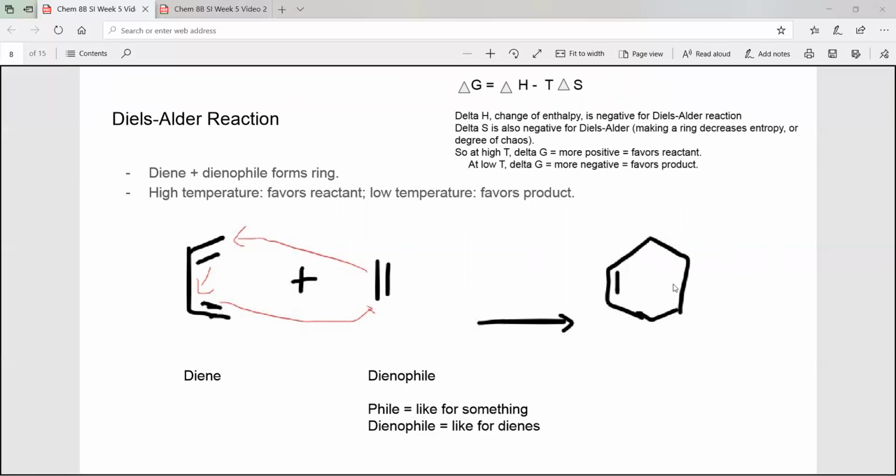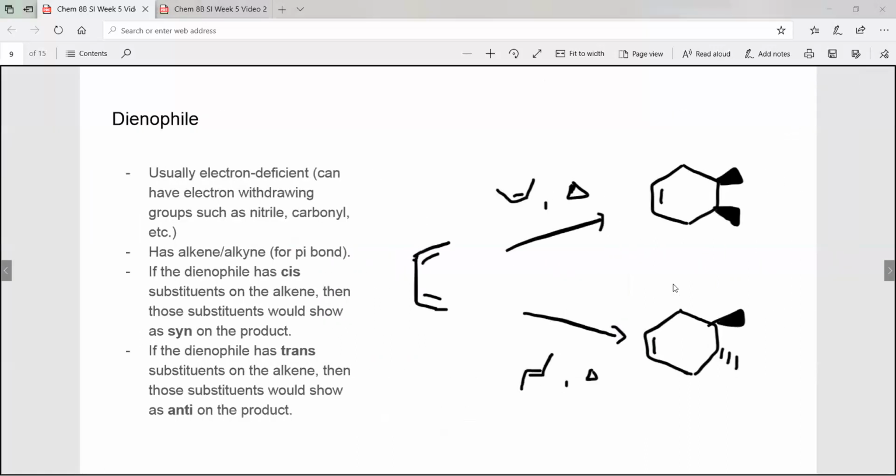So now let's get into the two components of this reaction, diene and dienophile. The dienophile is usually electron deficient, and it can have EWG or electron withdrawing groups such as nitro and carbonyl along it. It has an alkene or alkyne for some kind of pi bond. If the dienophile has cis substituents on the alkene, then those substituents will show as syn on the product. If the dienophile has trans substituents on the alkene, then those substituents will show as anti on the product.